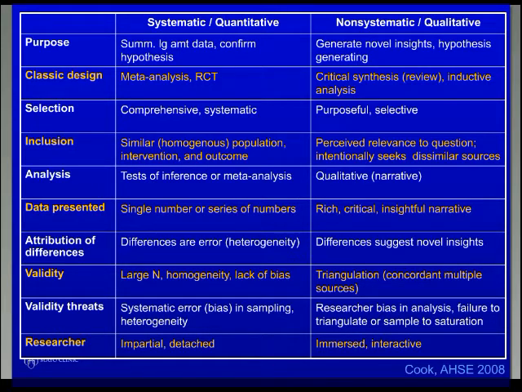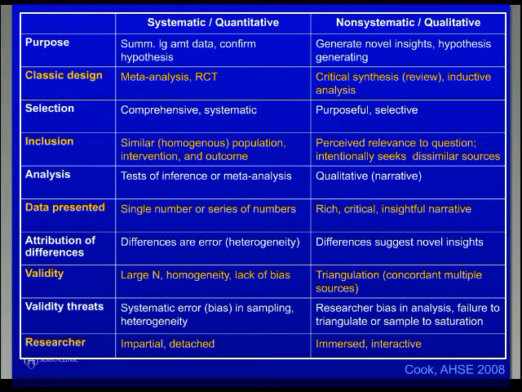For a non-systematic review, you can include pretty much any article you like, any article that has bearing, sheds insights, or sheds light on the question can be included. The analysis for a systematic review would be a test of statistics like meta-analysis, whereas for qualitative non-systematic reviews, you do more of a narrative synthesis.